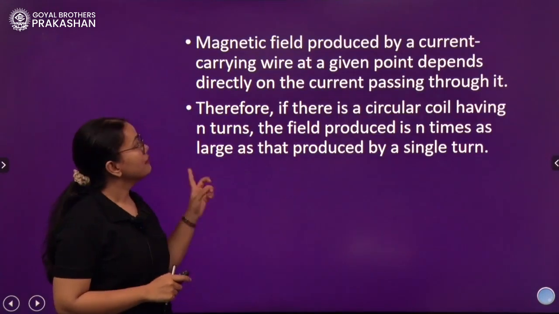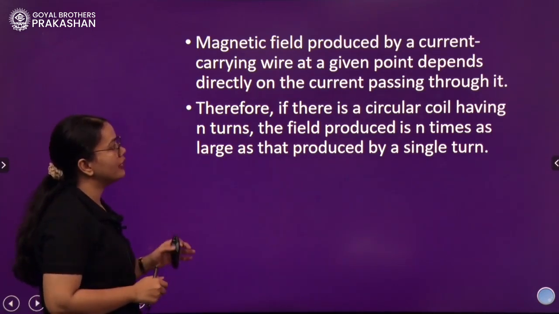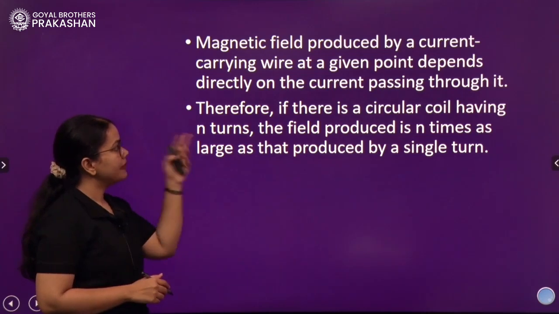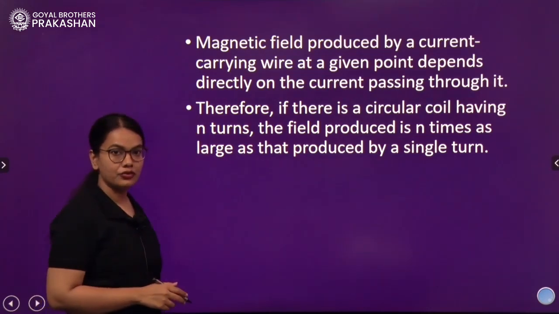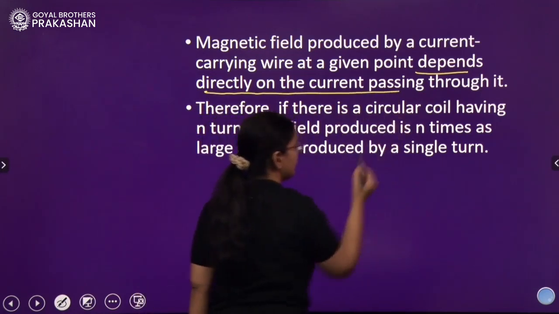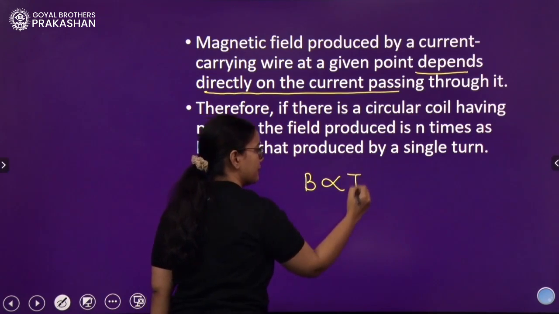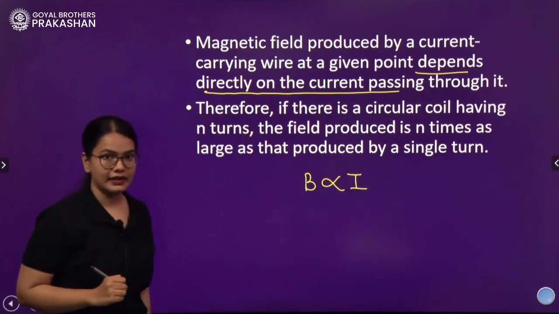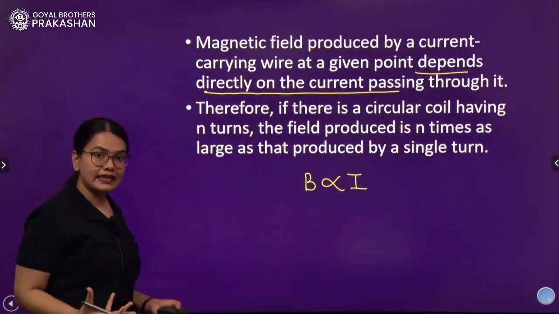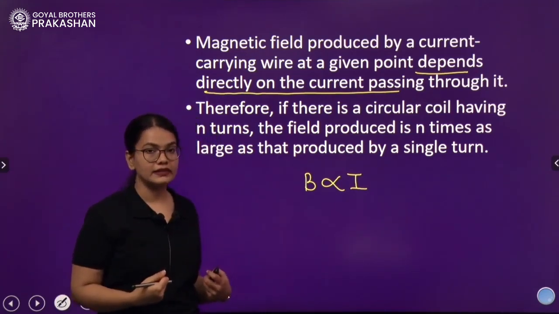Okay, next, the magnetic field produced by a current carrying wire at a given point depends directly on the current passing through it. We have already studied that B is directly proportional to I, right? How have we decided it? As you increase the current, the deflection also increases, right?